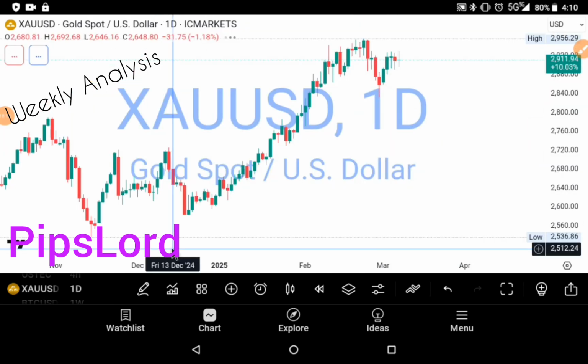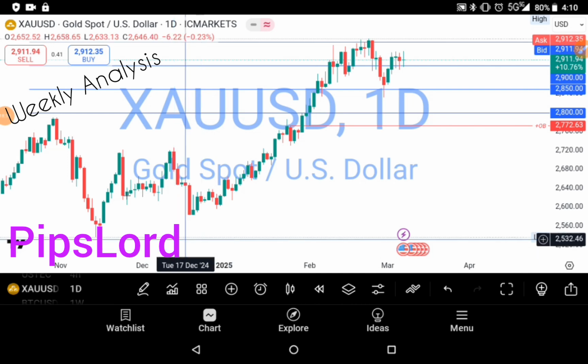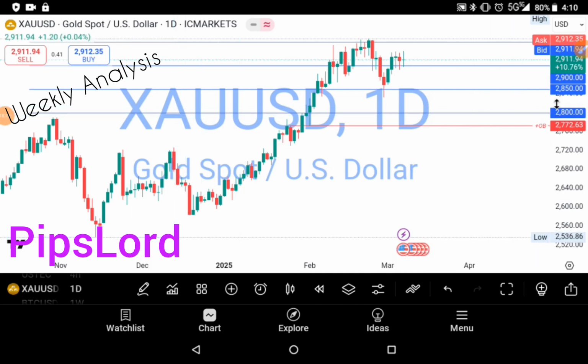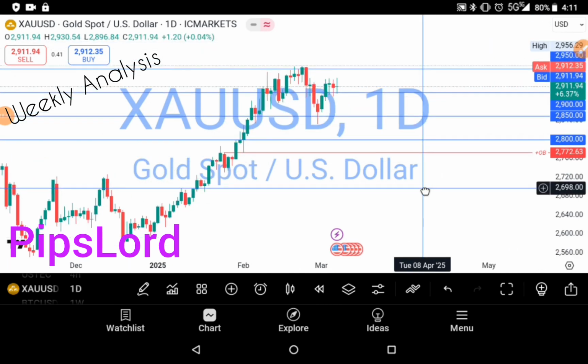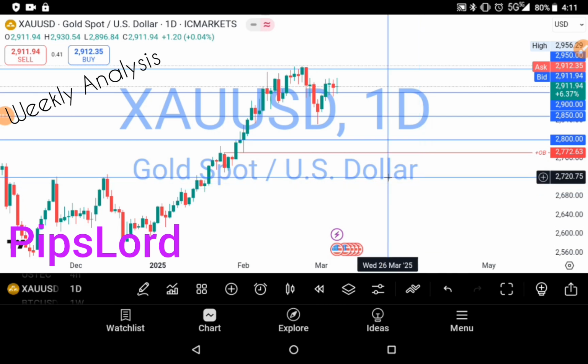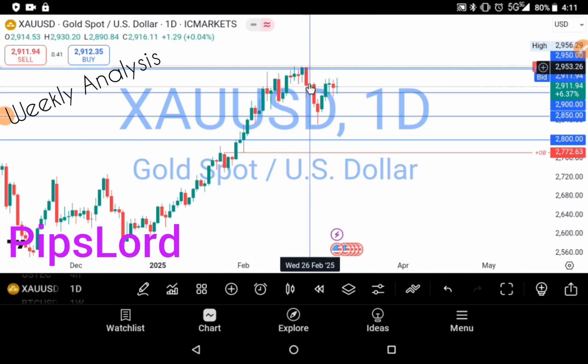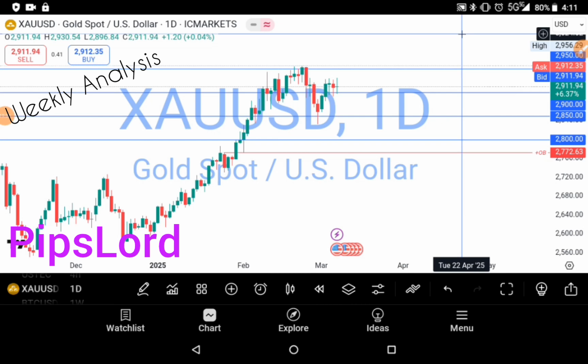So on gold last week I was interested in gold delivering 3,000 as long as the market price stays above 2850. As long as the market price stays above 2850, I will be interested in the market going for 3,000. So 2850 still serves as a support to the market price. Then I'm expecting this high to be taken. So I'll be expecting 2950 to be taken again. And if we could see a movement into 3,000, it will be lovely.